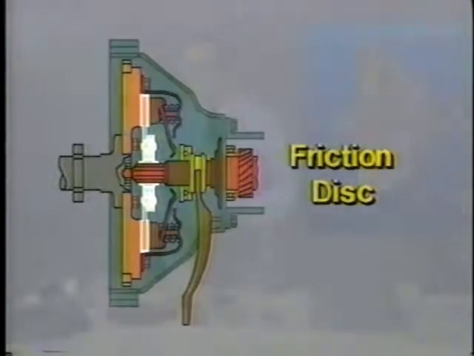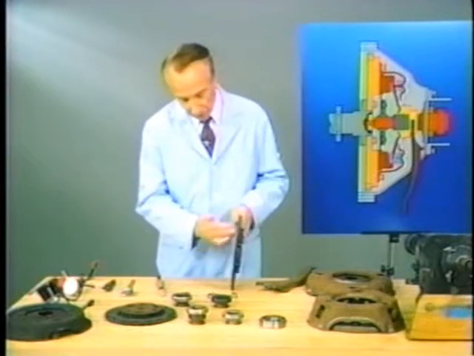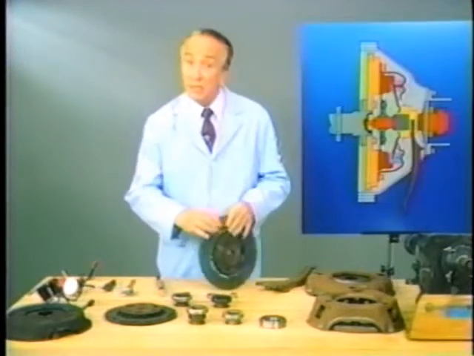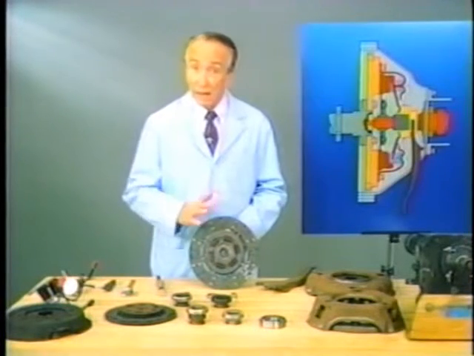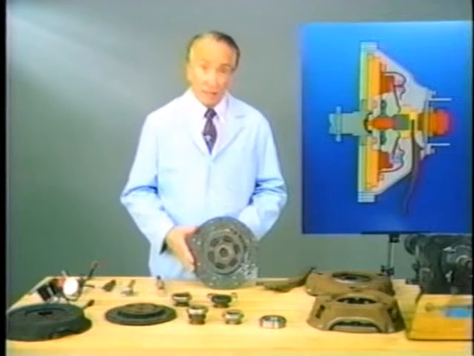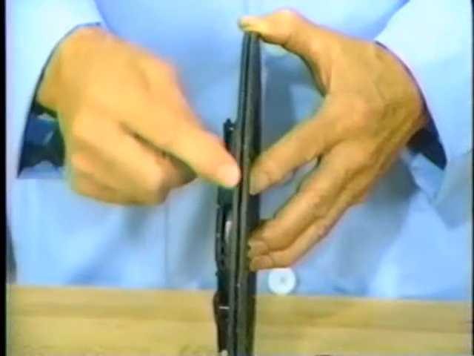Next, there's a friction disc located between the flywheel and pressure plate. The friction disc has wear material similar to brake pad linings mounted to a steel core. The friction disc is heat resistant and non-abrasive to help prevent it from sticking to the flywheel.